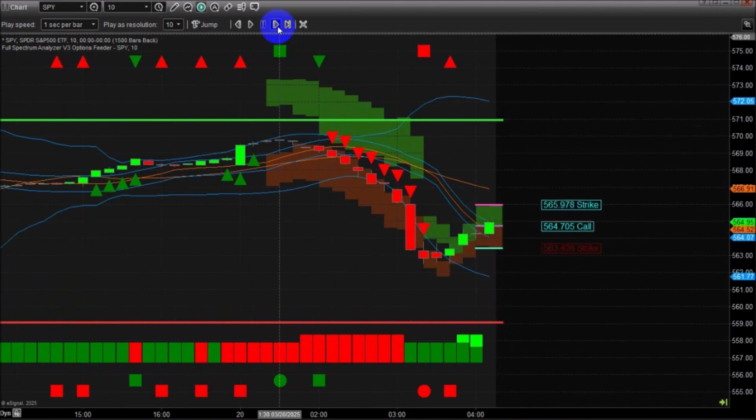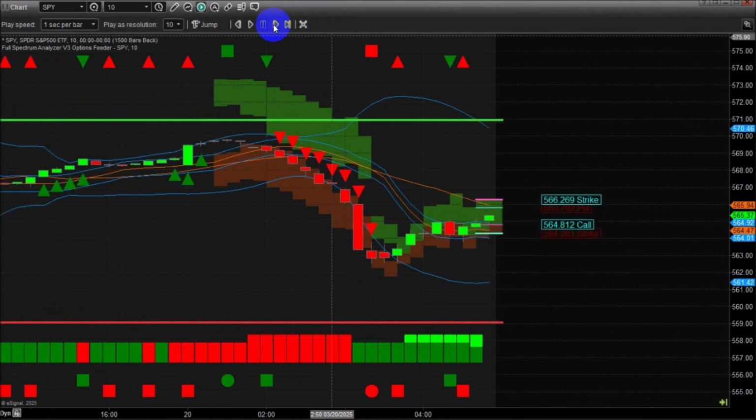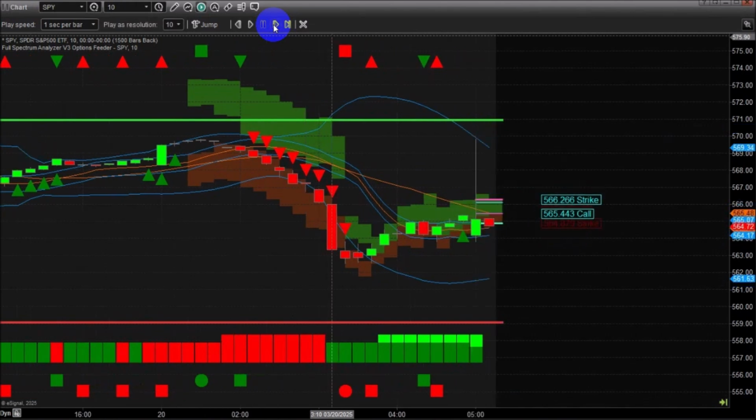Now we move into bullish trending. We move into slight sideways. You can see we're predicting bullish trending here. So your call option is really the primary trend. We start to roll, we get more bullish trending.